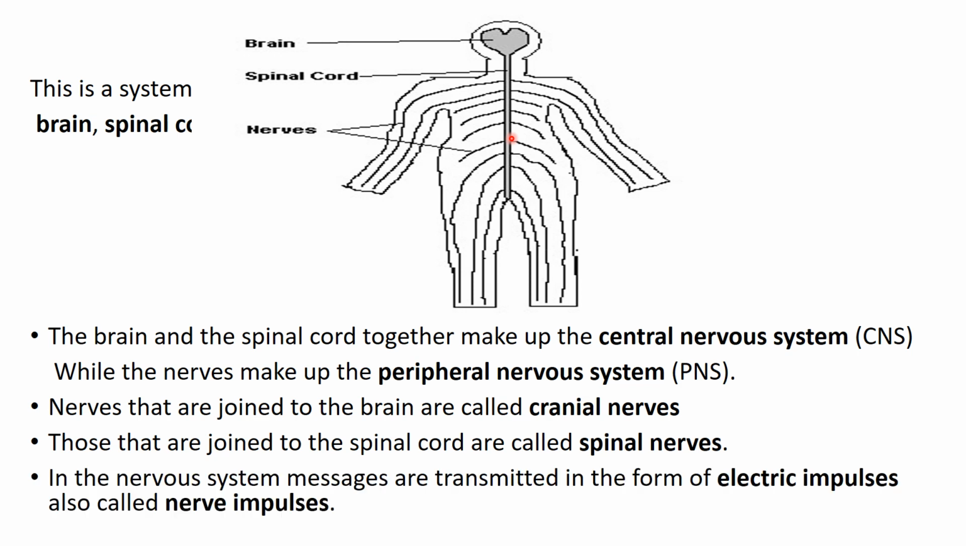So in the nervous system, messages are transmitted in form of electric impulses, also called nerve impulses. So messages in the nervous system travel in form of electricity. Okay, so they are electric impulses, which are also called nerve impulses.